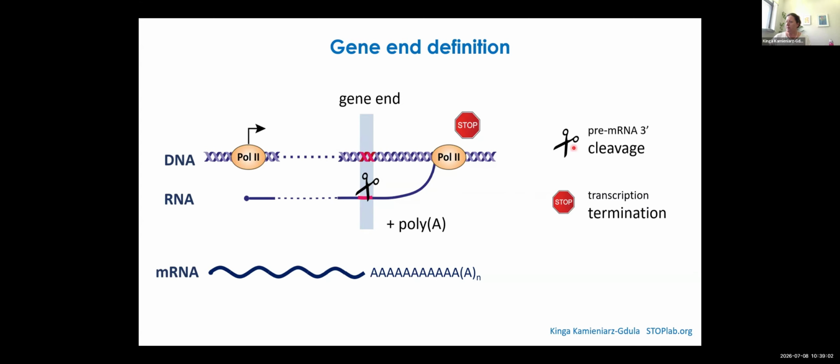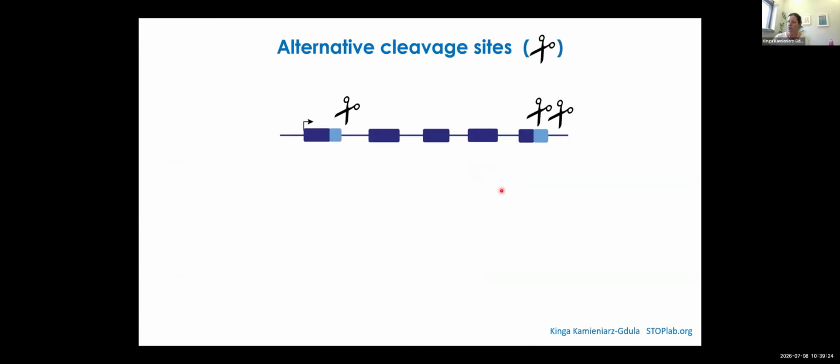In terms of the pre-mRNA 3' cleavage, the efficiency of this cleavage will very directly influence the amount of mRNA that we will get. But besides the efficiencies, what is also important is that most human protein coding genes don't have one cleavage site, they have multiple potential alternative cleavage and polyadenylation sites. And this is actually relevant physiologically.